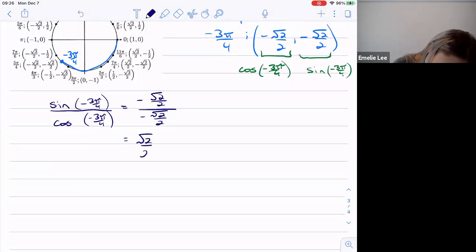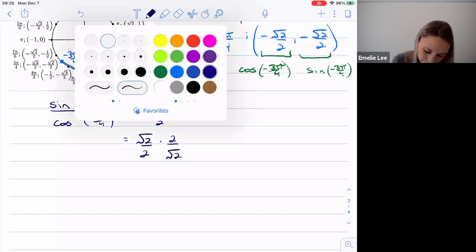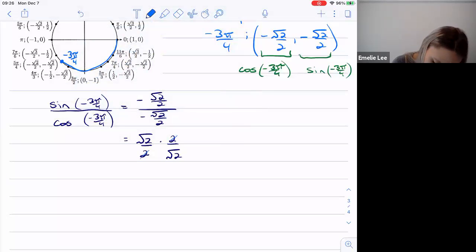So then you have root 2 over 2 times 2 over root 2, or you can just recognize that a over a is just 1. Anything over itself is just 1. But here it is: 2 cancel, root 2 cancel. So all I'm left with is that it's equal to 1. So we can use the sine and cosine to develop all those other trig functions.